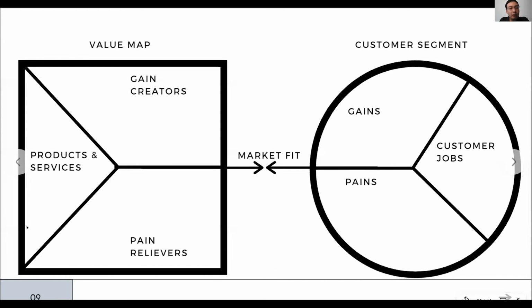So we have product and services here. What kind of product and services? There are four types. The first one is called tangible product, which means something you can touch. The second type is called intangible product. The third one is called digital. And the fourth one is called financial. Let me show you some examples.